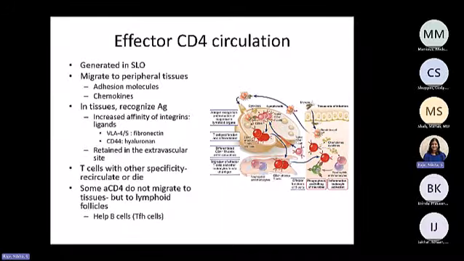So I believe I talked a little bit about this process where the effector CD4s go. We talked about this last time, I think. So remember, I talked about how that activation occurs in the secondary lymphoid organ. When that activation of naive T cells occurs, they proliferate and then differentiate into effector T cells. So these effector T cells are generated in secondary lymphoid organs.